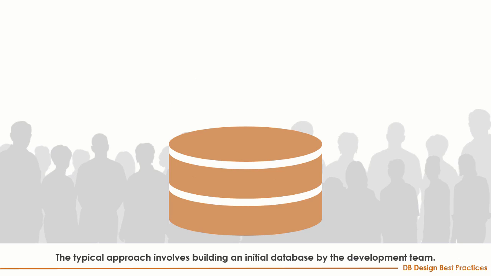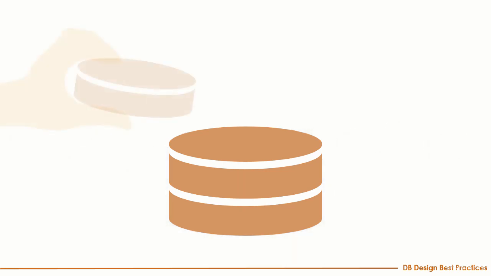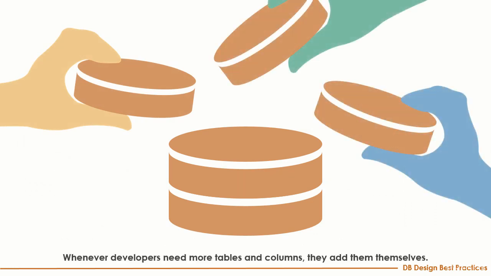Typically, we will develop the initial database by the development team altogether. This will have quite a small number of tables and columns, just to initialize the development. However, from time to time when developers need tables or columns to store their information, they will add the tables and columns by themselves.